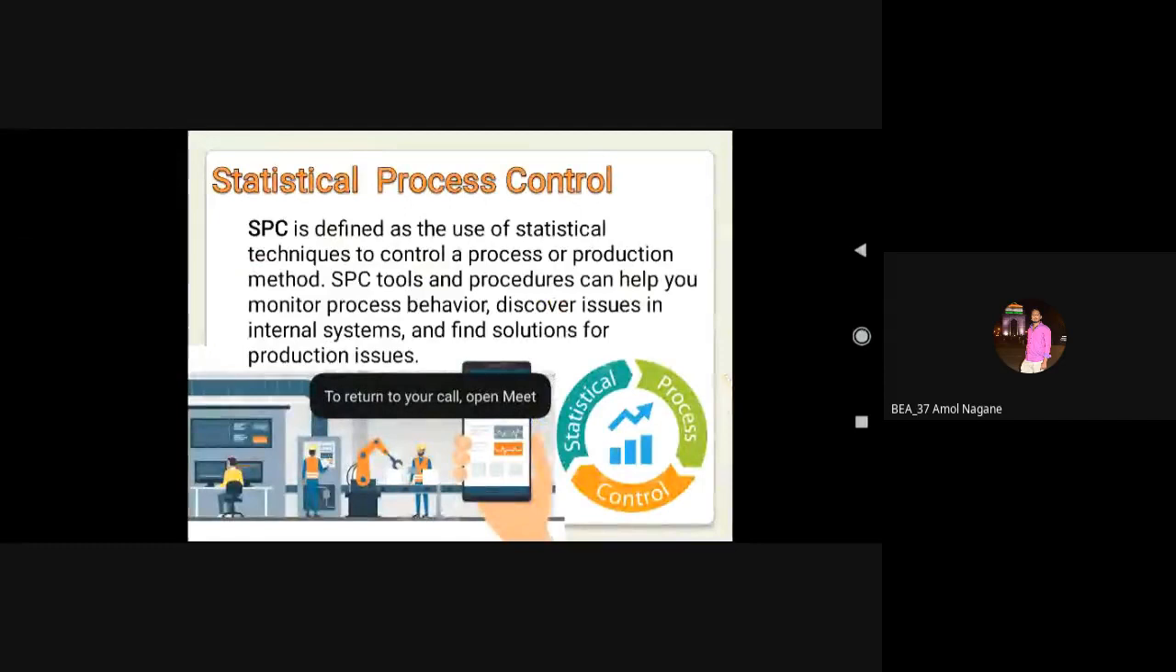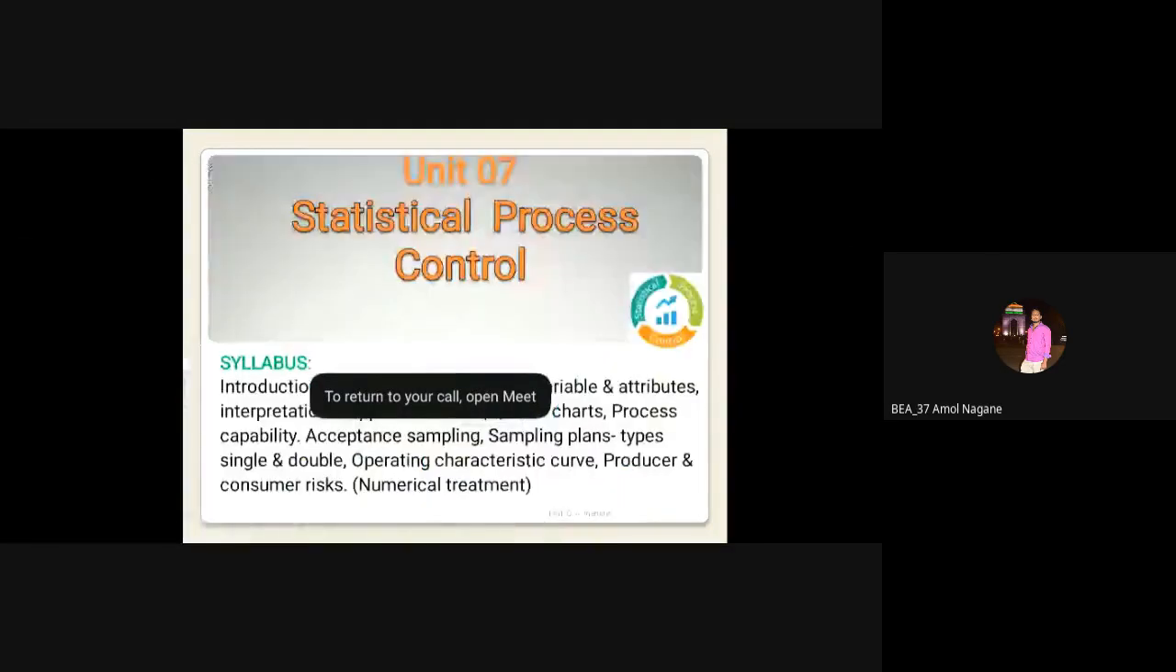There are different types of selecting the sampling: single, double, and the operating characteristic curve, which we'll also discuss. Producer and consumer risk, and numerical treatment on P and C charts. Producer and consumer risk is very important while taking any idea to product, or idea to service. Everywhere risk is there, so we will discuss that point.